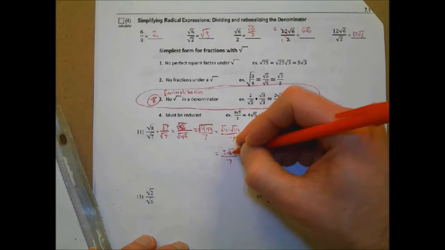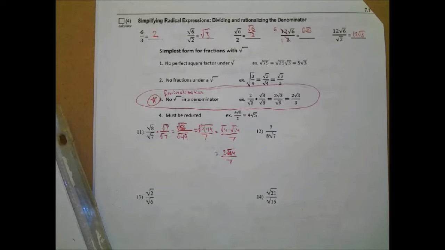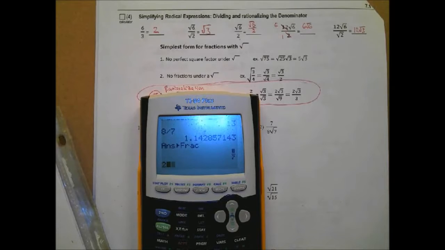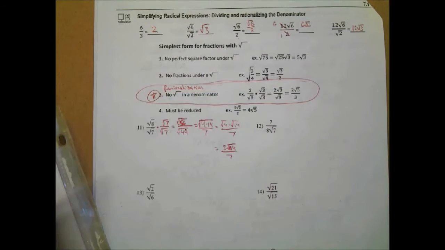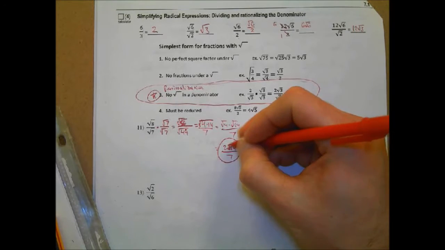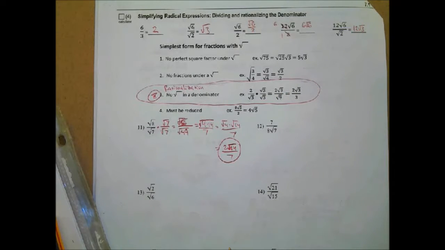Can we simplify the 2 and the 7? Does 2 over 7 simplify? Well, let's check. You can type in your calculator if you want to. 2 over 7, math, enter, enter. Nope, it stays 2/7. So this is the final answer. There's no more perfect squares that divide 14. 2 and 7 can't simplify. We're done.